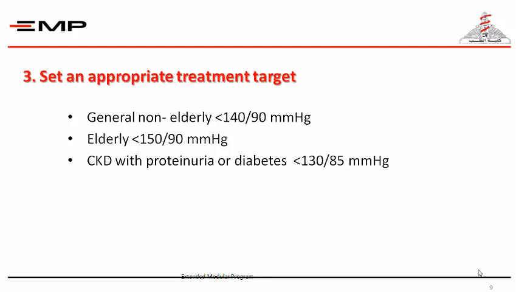The third step is to set an appropriate treatment target for each patient. If the patient is non-elderly, our target number is less than 140 over 90 millimeter mercury. If the patient is elderly, our target will be a little higher. It will be less than 150 over 90 millimeter mercury. If the patient has chronic kidney disease with proteinuria or diabetes, the target will be lower than the non-elderly. It will be less than 130 over 85 millimeter mercury.